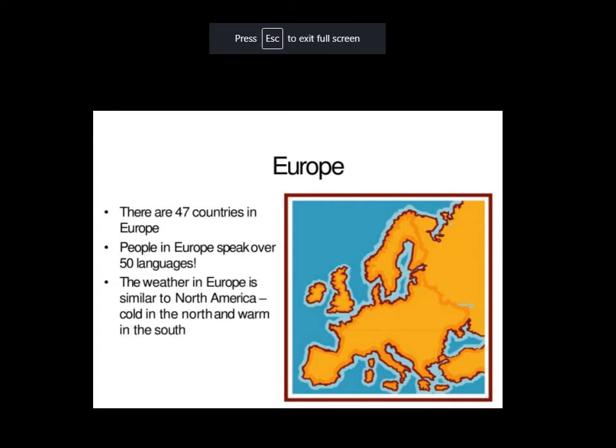Then coming to Europe, it is much smaller than Asia, and the continent lies to the west of Asia. The Arctic Circle passes through it, and it is bound by water bodies on three sides. Some other unique features are also mentioned on the slide.